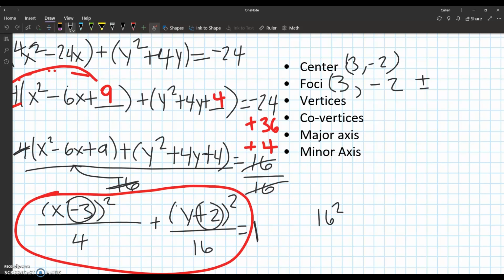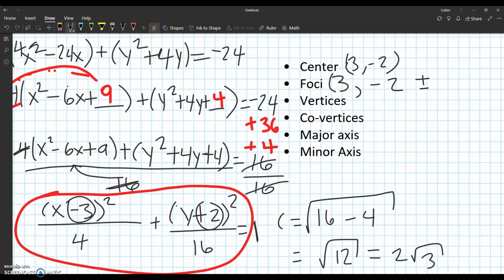C is the square root of 16 minus 4. Those things are already squared. That's already a squared and b squared. Don't square those things again. 16 minus 4 is going to give you 12. Square root 12, and if you simplify that, you're going to get 2 square root 3, because you can factor out the 4. Square root of 4 is 2. So you're going to plus or minus the 2 square root 3 from that one.